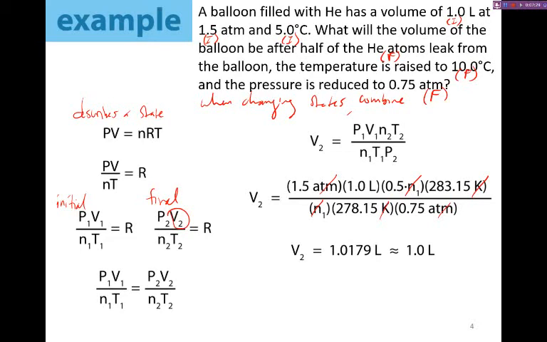Another word here, and when solving problems like these, what you could have done is you could have solved for the initial moles. And then you would have a specific value to plug in for N2. And that's fine as well. I show you this way to demonstrate that you can rearrange the equation algebraically first before plugging in your values.